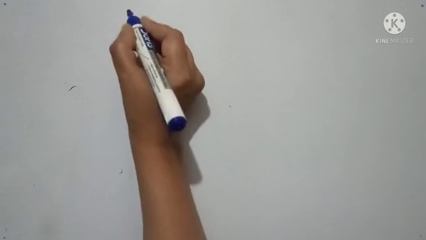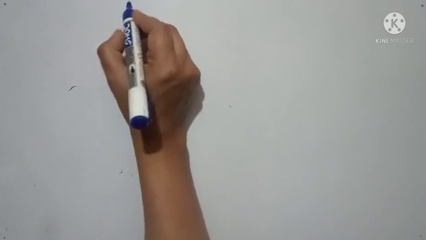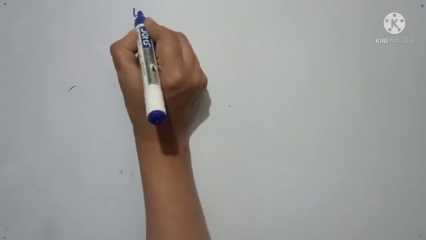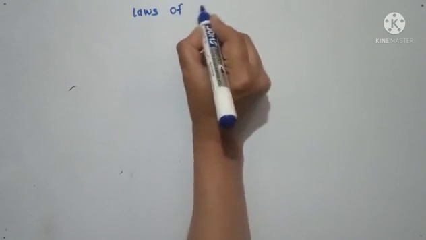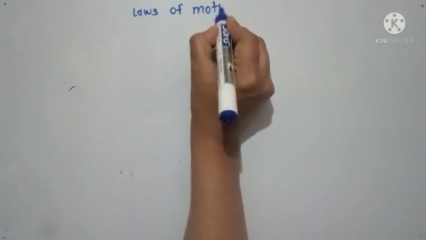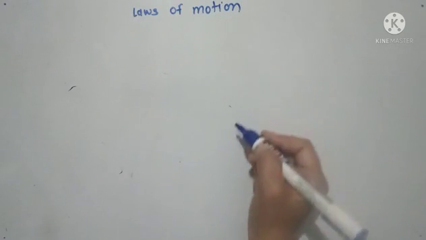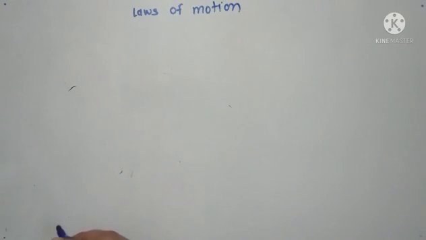So we have started with unit 1, and in that unit 1 we have seen the first part as vectors and the second part as differential equations, ordinary differential equations. And now we are going to start with the third part of unit 1, which is laws of motion. So Newton's laws of motion we are going to study.